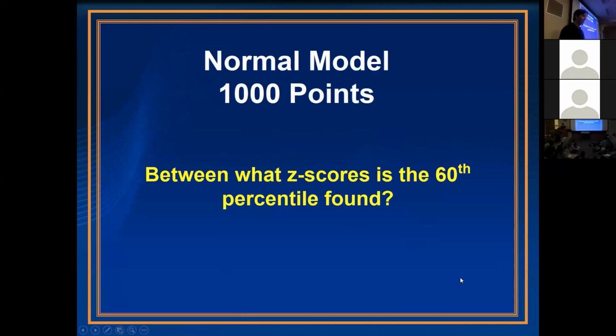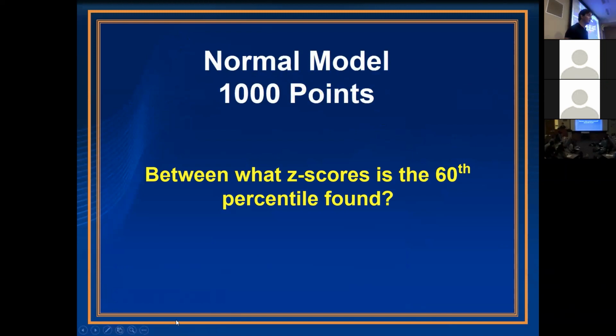What do we got right here? Between what z-score is the 60th percentile found? If I ever heard a test question like this, what's the first thing you would do? Yep, and I would start drawing that immediately.